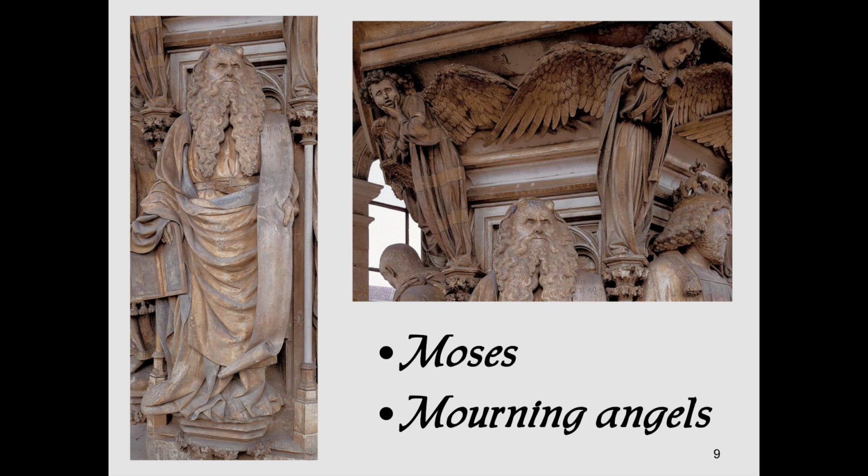Back to the Well of Moses, which probably had a very similar meaning. You have this idea of the fountain of life, the idea that Christ is atoning for the sins of mankind. But what about the prophets? No, that's it. Christ is atoning for the sins of mankind. And then you have the angels who are mourning the death of Christ. But then you have the prophets. What are they doing there?